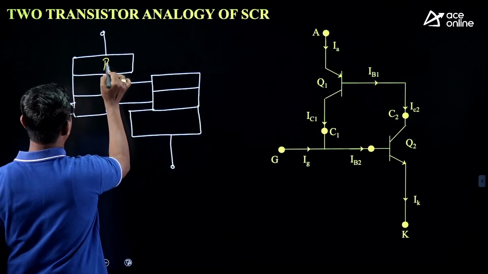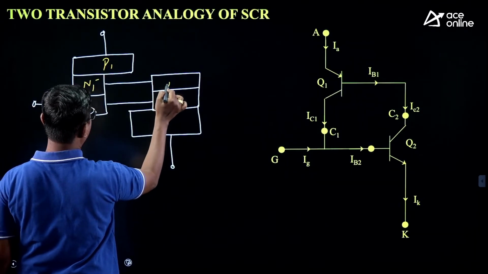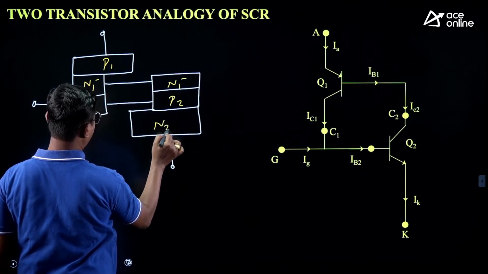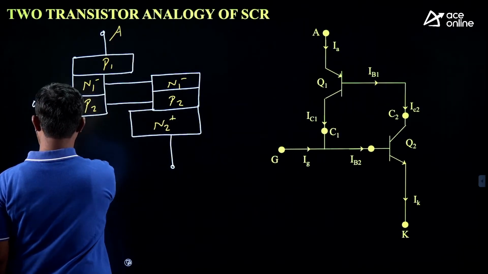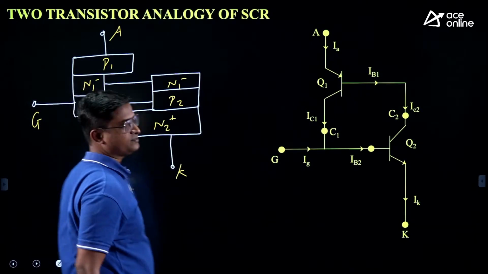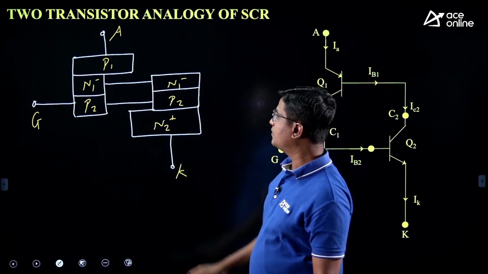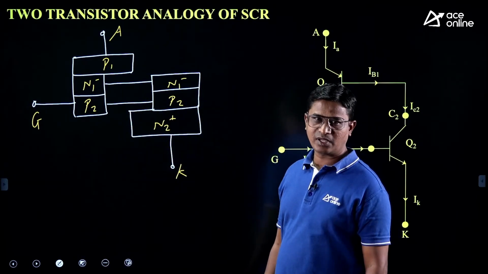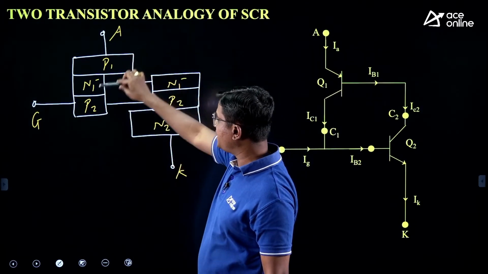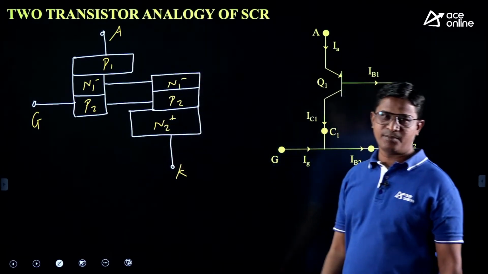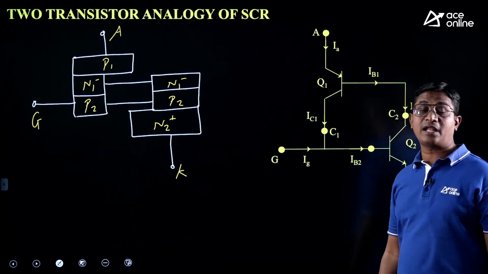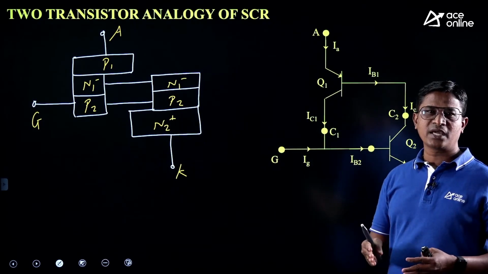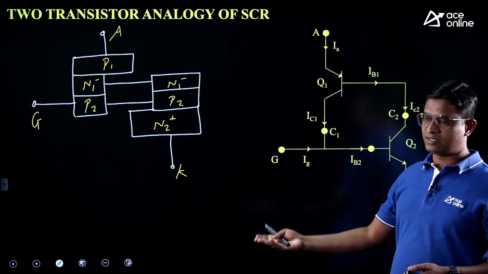Right? P1, N1 minus, P2 and N2 plus. Anode, gate, cathode. If you join these two structures, you will get the PNPN structure of your SCR. How have we divided it? It is divided as PNP and NPN. Generally, this two-transistor analogy is used to understand how the device turns on by gate triggering. Okay, simple.